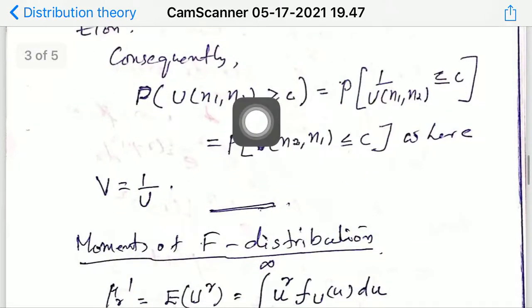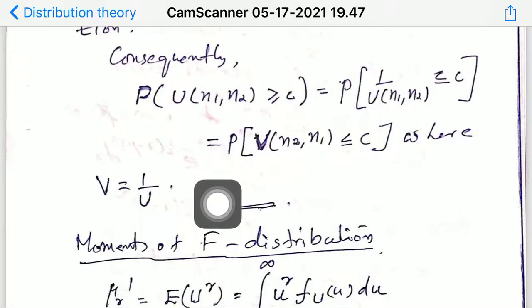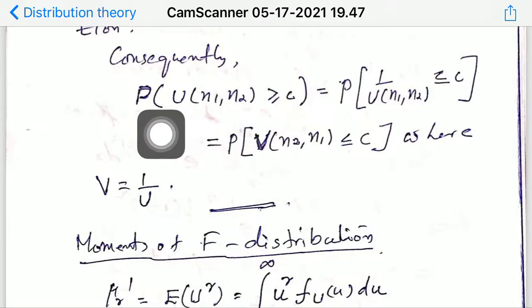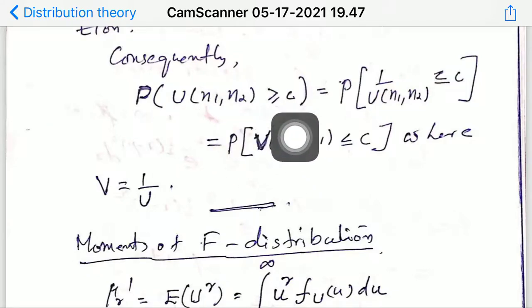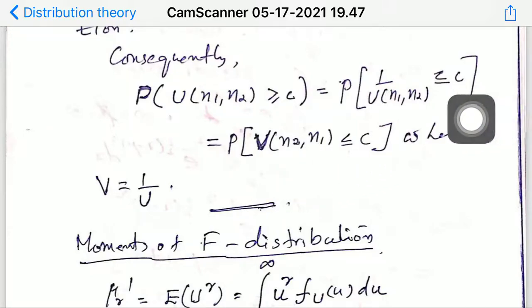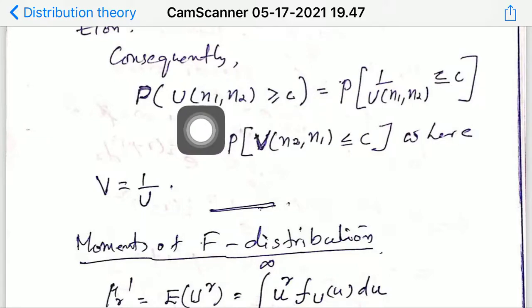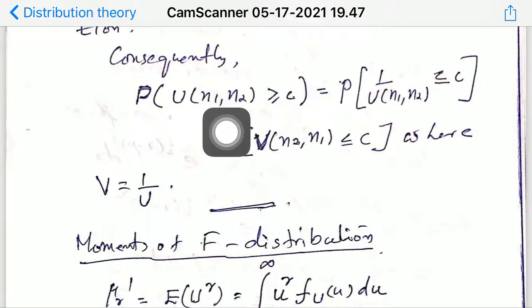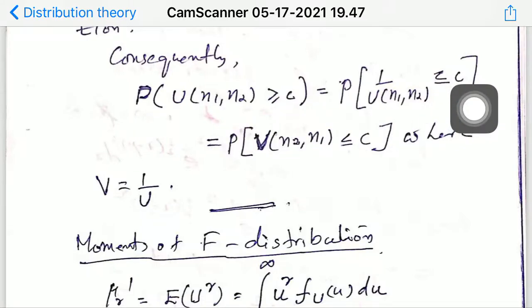That is what I have explained here. 1 by u is taken as v, so that the probability that u is greater than or equal to c is equal to the probability that, okay, please make a correction here. Here it is not c, but it is 1 by c, because I am taking the reciprocal on both sides in this bracket. When we take the reciprocal, the inequality will be reversed. So 1 by u is greater than or equal to 1 by c, not c. Please make it another c or c dash, like that.